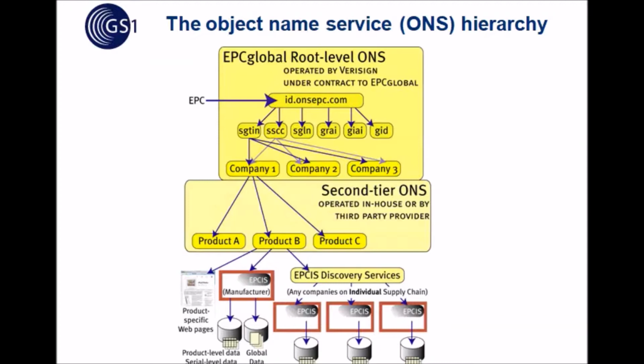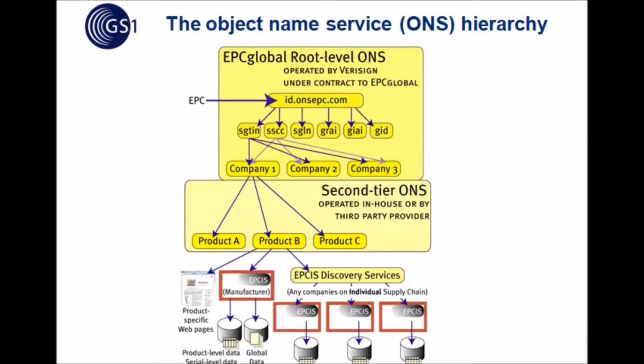In this example, when you search or query the specific object name service by the unique EPC numbers, the EPCglobal root ONS will find the GTIN, global trade item number, of this trade item. It is operated by VeriSign under contract to EPCglobal.